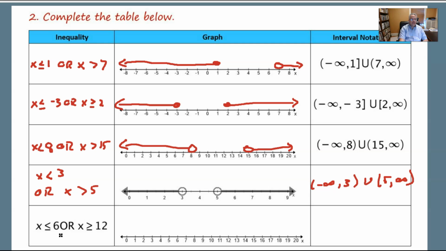We have x is less than or equal to 6, or x is greater than or equal to 12. So a solid dot at 6 and to the left, a solid dot at 12 and to the right. Let's write the interval notation. It'd be minus infinity up to 6 in a square bracket, union, so combined with 12 to infinity, like that. That's compound inequalities.